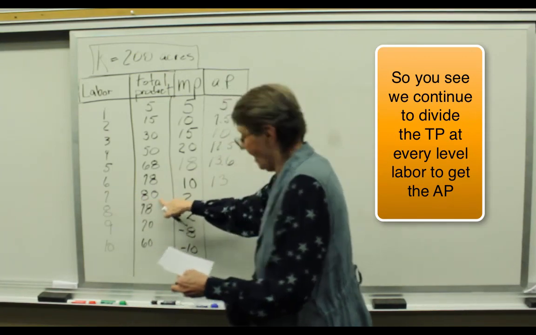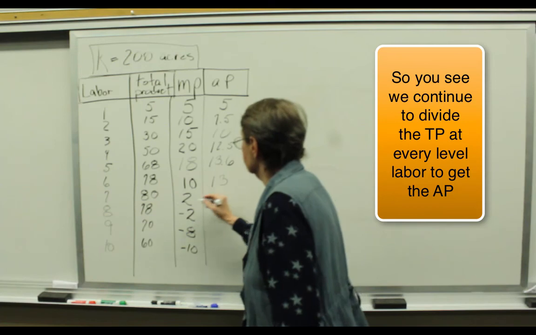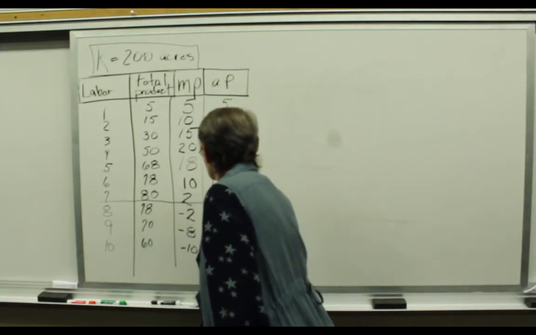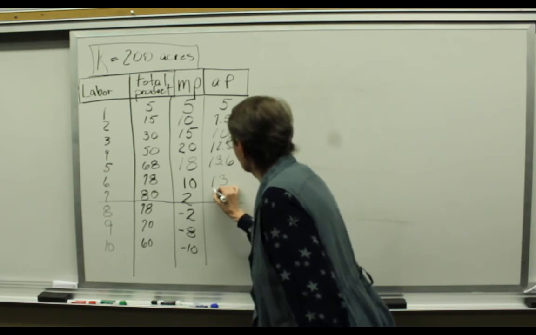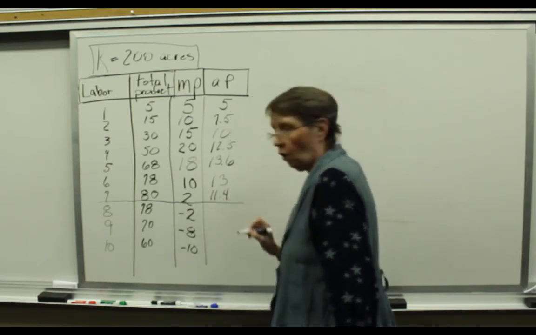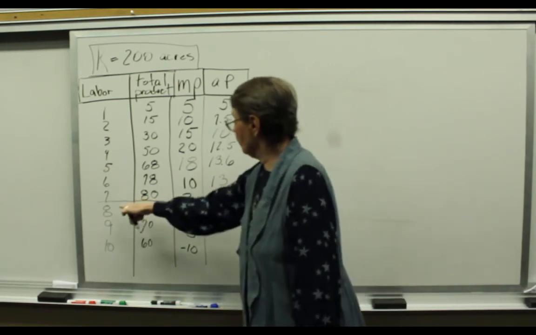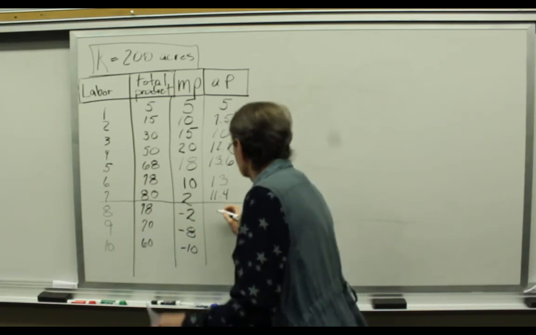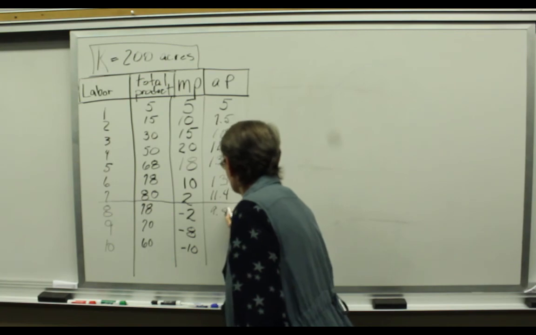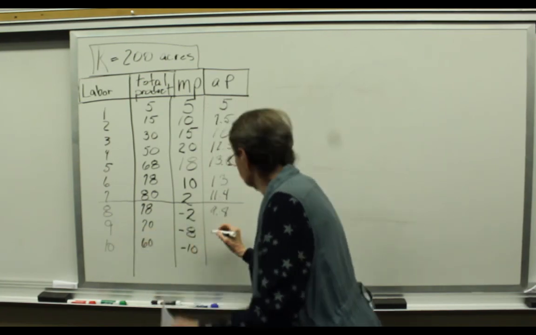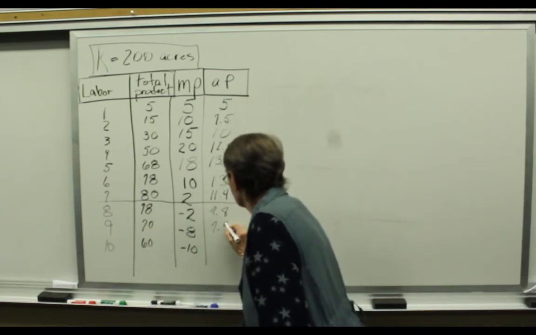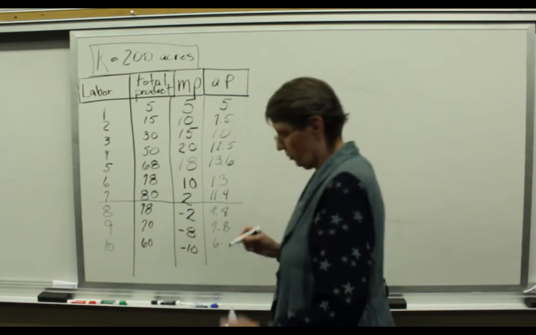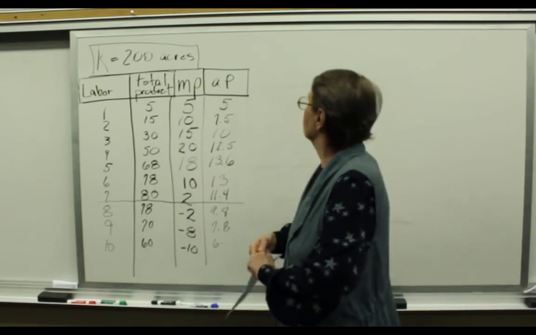7 workers, 80 bales is 11.4 bales per worker. 8 workers is 9.8. 9 workers is 7.8. And 10 workers is 6 bales per worker.